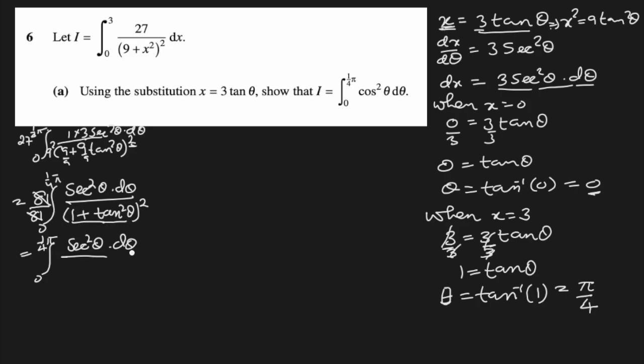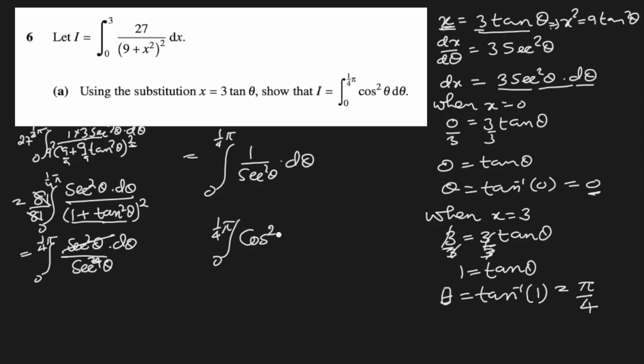1 plus tan square theta is secant square theta; that is an identity. So secant square theta squared becomes secant 4 theta, and now we can cancel 2 of them with 2 of them. We are left with 1 over secant square theta d theta, and 1 over secant theta is cos theta. So we get the integral from 0 to 1/4 pi of cos square theta d theta. This is what they wanted us to show.